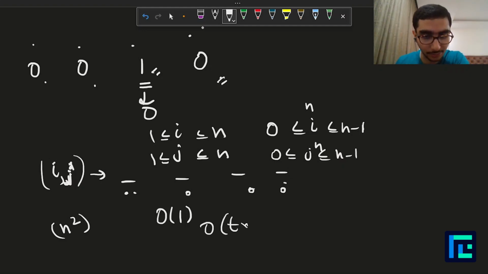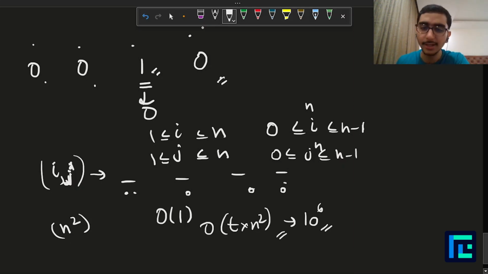So O of t into n square, like we discussed. And we said that this is 10 power 6 elementary operations. So we are good to go. There is no issue whatsoever. This is the entire logic. Now let's look at the implementation.